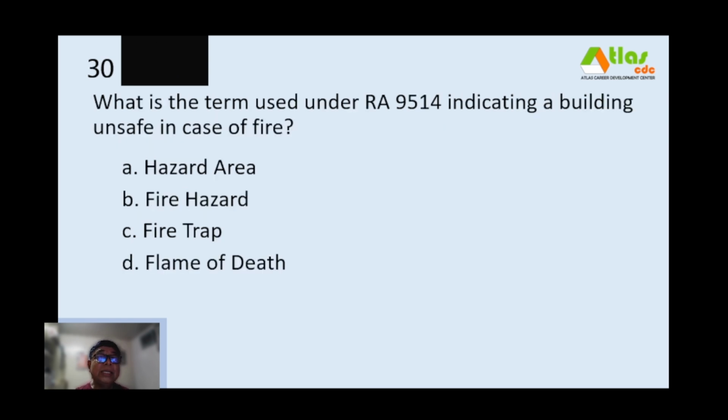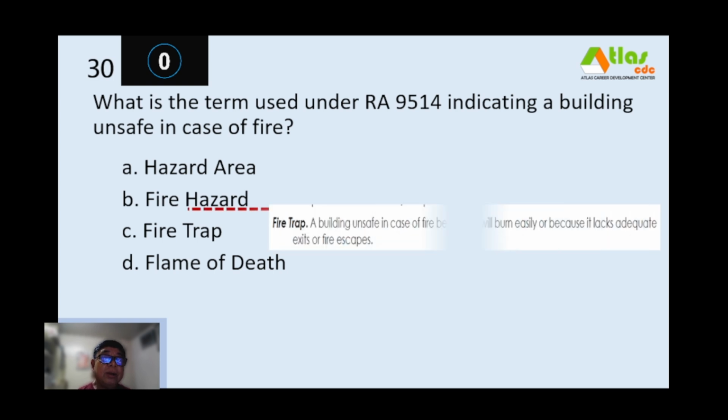And lastly, number 30, what is the term used under RA 9514 indicating a building unsafe in case of fire? A. Hazard area. B. Fire hazard. C. Fire trap. And D. Flame of death. And our correct answer is letter C, fire traps.